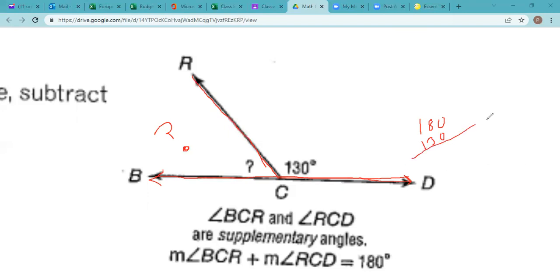So 180 degrees minus 130 degrees, well, 0 minus 0 is 0. 8 minus 3 is 5. 1 minus 1 is 0. So that one was pretty easy, 50 degrees. And so when you add them together, the sum comes to 180 degrees. Let's take a look at another one.